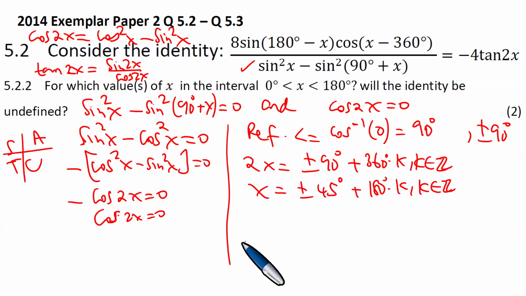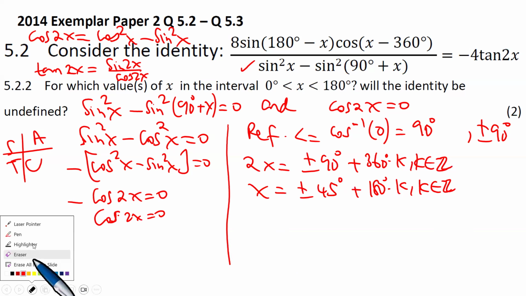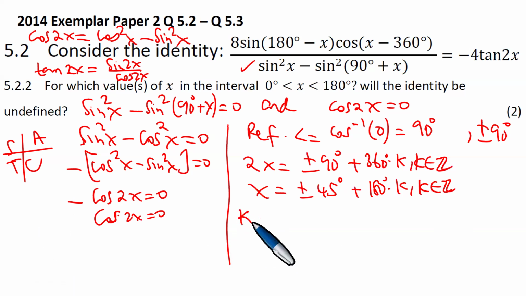So obviously at this point, what do we do? We would see therefore what x equals. When k is 0, we choose the answer that is required. When k is 0, x is plus or minus 45. So you're going to take only 45 degrees because we don't want negatives. It's only between 0 and 180 degrees, meaning we're dealing with positive angles.